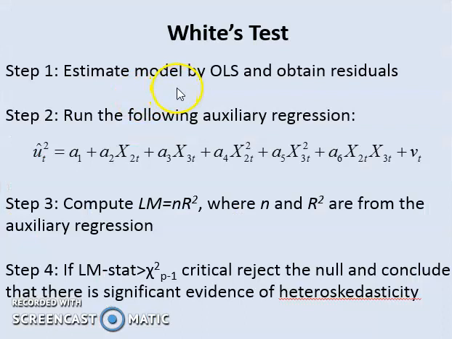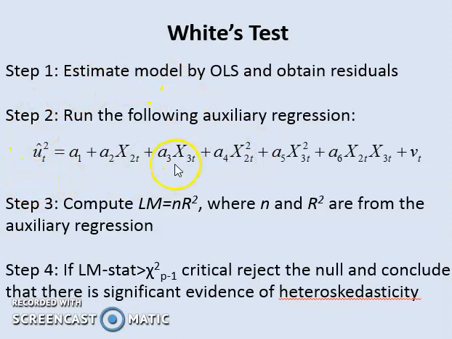For the White test, the structure is the same, whereby we need to estimate the model by OLS and obtain the residuals. But here in the White test, we are regressing ui hat squared not only on the X's, but also on the squared terms and also the interactions. Suppose you have two independent variables, x2 and x3. You're going to have another term x2 squared and then x3 squared and also the interaction x2 times x3. So this is the auxiliary regression.